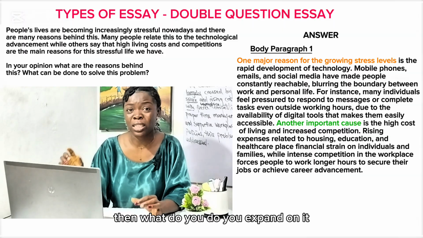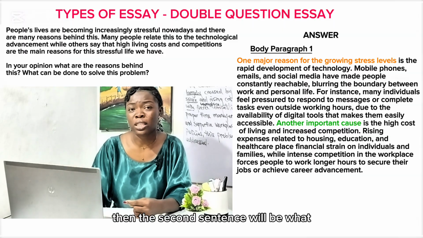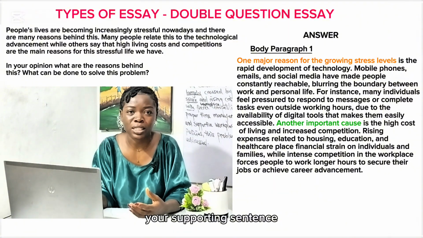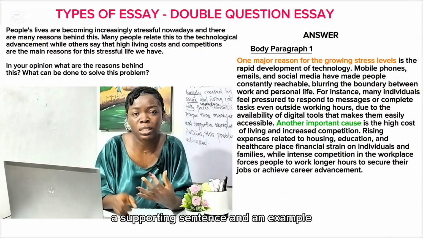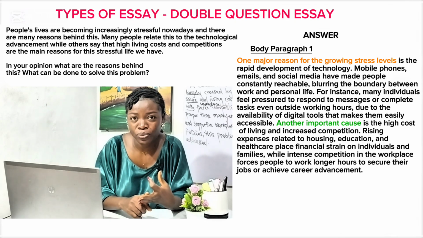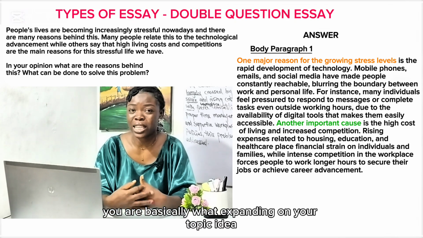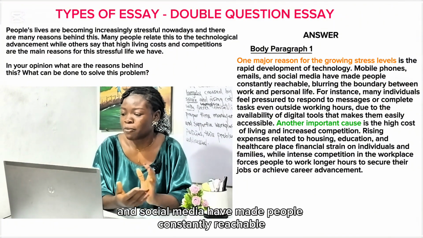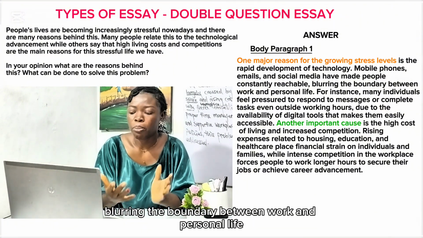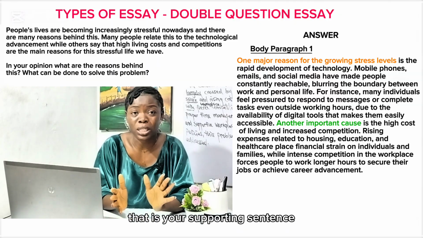That's our topic sentence. Then what do you do? You expand on it. This is your topic sentence. Then the second sentence will be what? Your supporting sentence. Don't forget that your body will have a topic sentence, a supporting sentence, and an example. Now in our supporting sentence, you are basically expanding on your topic idea: mobile phones, emails, and social media have made people constantly reachable, blurring the boundary between work and personal life. That is your supporting sentence.